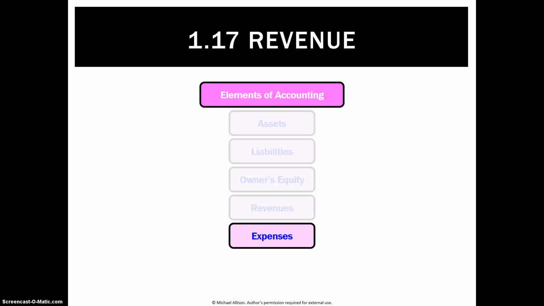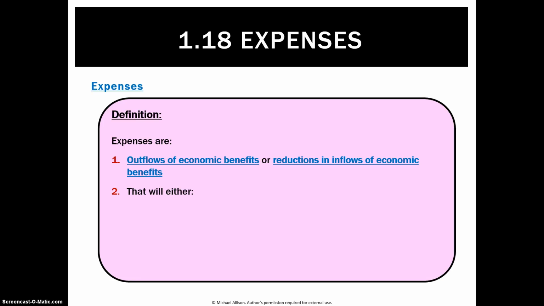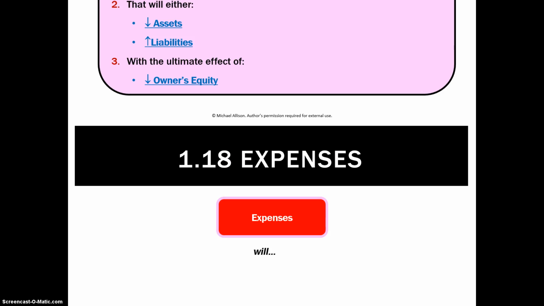Our final element of accounting are expenses. The definition of expenses are, it's an outflow of economic benefits or a reduction in inflows of economic benefits. The second criteria is an expense has to either decrease assets overall or increase liabilities overall. And lastly, it has to have the ultimate effect of decreasing owner's equity.